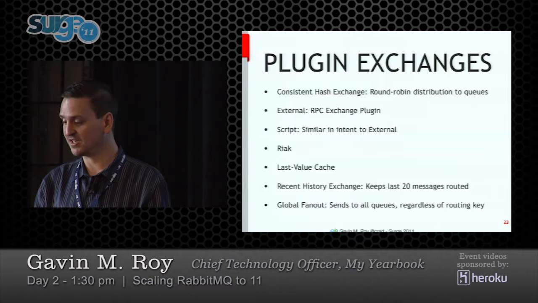The RPC exchange plugin is pretty interesting. You basically have this plugin where you can send a message in to Rabbit, and it will take that message and route it to some sort of RPC service that will say, hey, yes or no, you can deliver this message, you can't deliver this message, or let me transform the message on the fly before it goes back out into something else. You have a Riak exchange, which will actually take messages and shove them right into Riak, and also take content right out of Riak and put it right into the system.